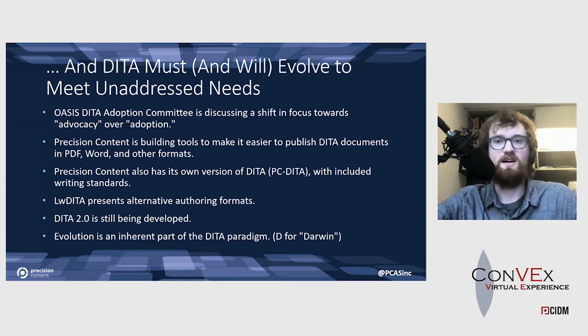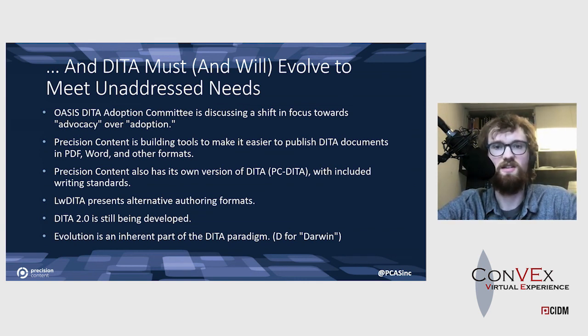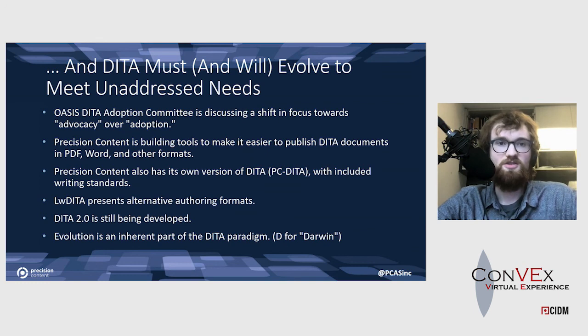Our company, Precision Content, is actively developing new tools that will help organizations better leverage their DITA content by making it easier to publish DITA documents in a variety of formats, such as PDF and Word. Precision Content also has its own version of DITA that includes writing standards. So that way authors can know what they need to put in between the tags in order to best enable content reuse. Lightweight DITA presents alternative authoring formats that will be more familiar to content creators and should thus ease the learning curve. And last but not least, DITA 2.0 is on the horizon.